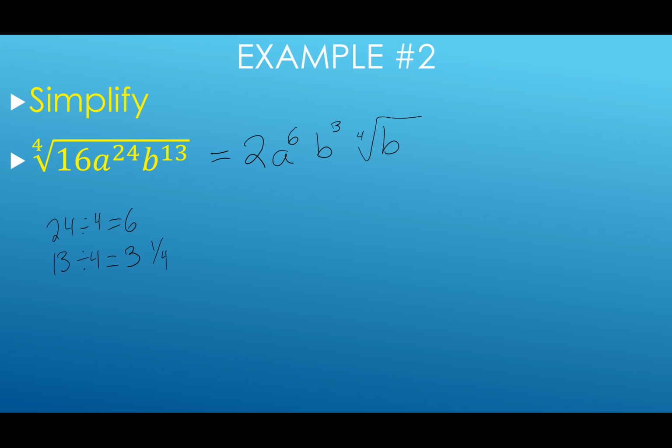Now, we still need to remember to include the absolute value sign because it was an even root and we had an odd exponent that came out of that. So our final answer would be 2a to the 6th, then the absolute value of b cubed, and then the 4th root of b.